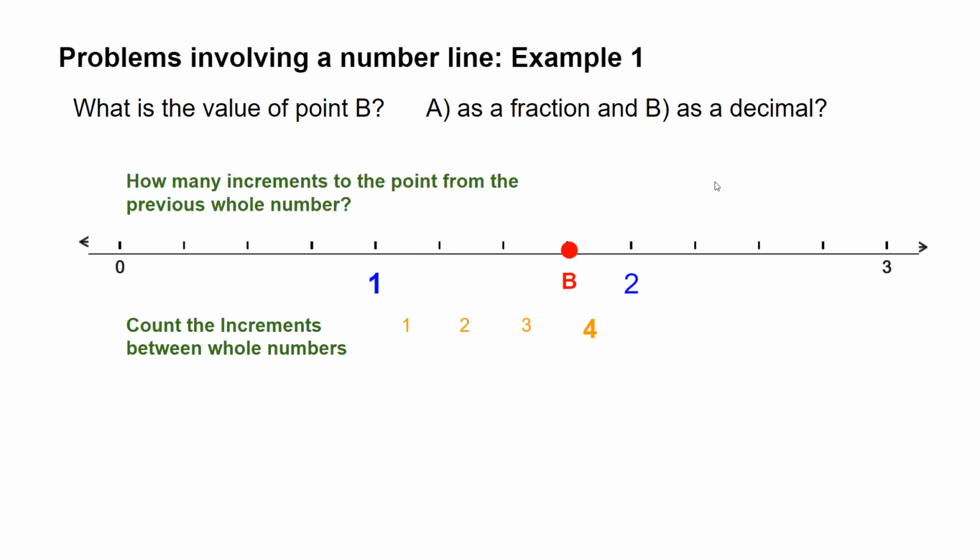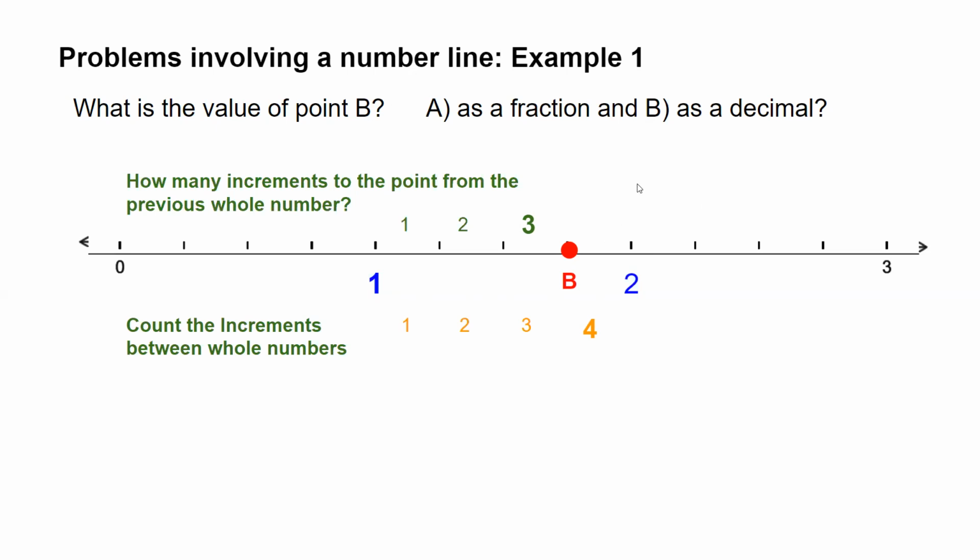Now let's take a look at where our B is positioned relative to the 1. How many increments past the 1 is it? 1, 2, 3. So from this, we know that we are 3 increments out of a total of 4 between 1 and 2, 3/4 of the way.